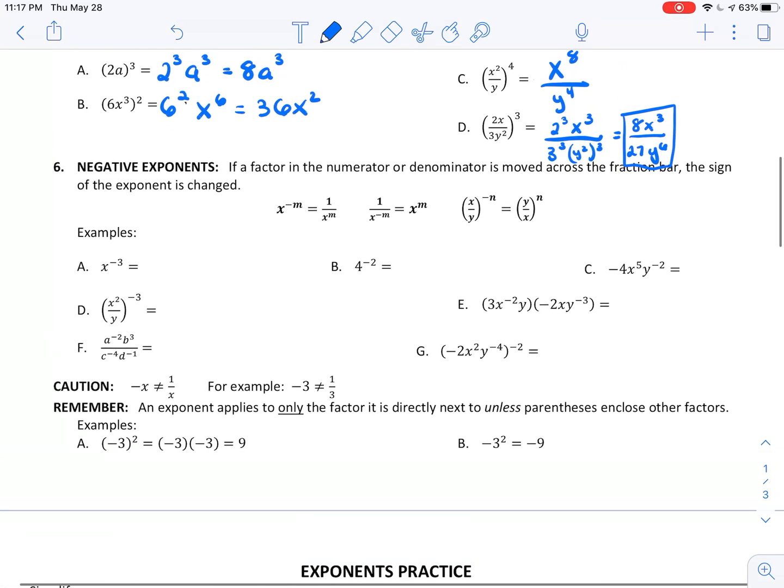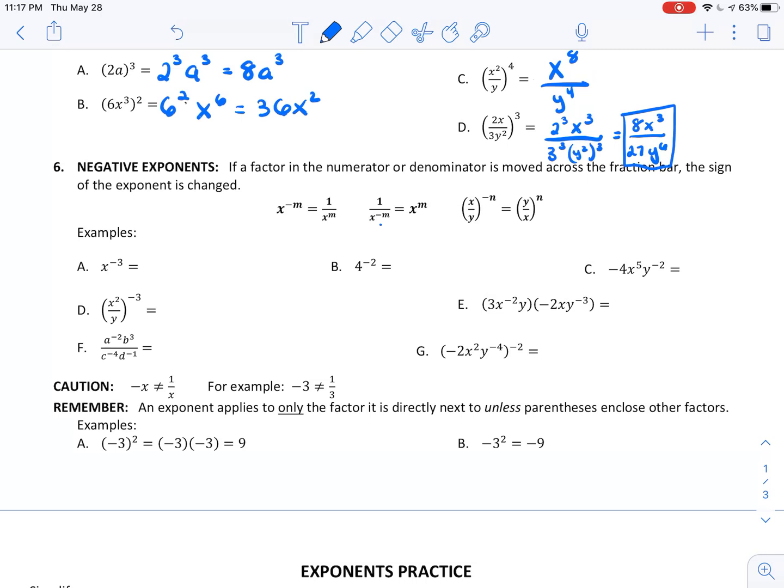How do we handle negative exponents? A negative exponent basically brings that exact expression down to my denominator, or to the opposite side of my fraction bar. So if I have x to the negative m, x to the m without the negative will go to my denominator. If I have x to the minus m in my denominator, it will then become x to the m in my numerator.